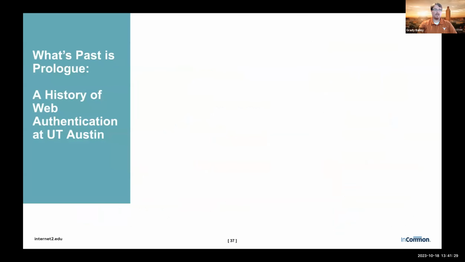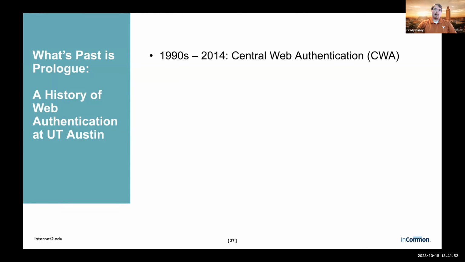So to get into the meat of what I want to talk about today is authentication, and specifically how we implemented Shibboleth at UT Austin for our enterprise authentication service. To get there, we need to talk a bit about the past, because what's past is prologue. So let's go through a little history of authentication at UT. Way back in the 1990s is when we went live with our first website and our first version of any sort of web authentication, the central web authentication service.